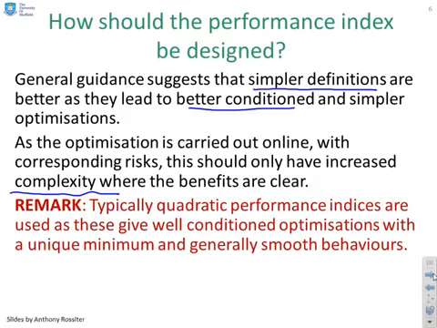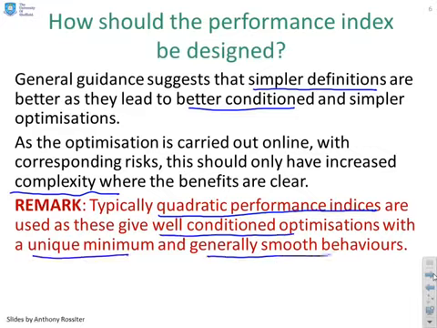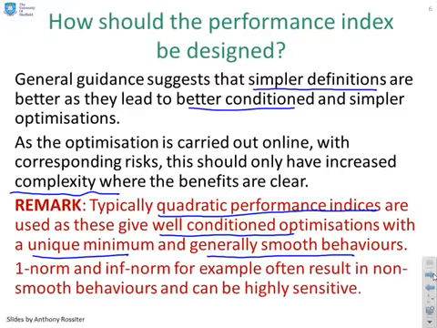Now what you'll find is typically users use a quadratic performance index because these give well-conditioned optimizations, they have a unique minimum, and generally they give you smooth behaviors. You could investigate things like one norm and infinity norms, but what you'll find is in general they don't give such smooth behaviors and they can be more sensitive.